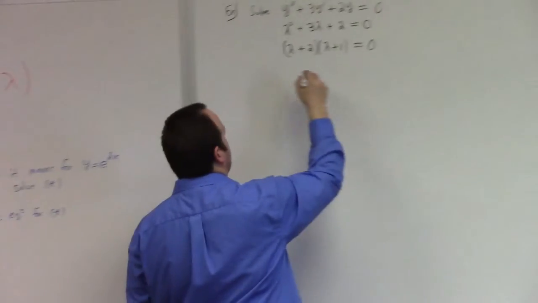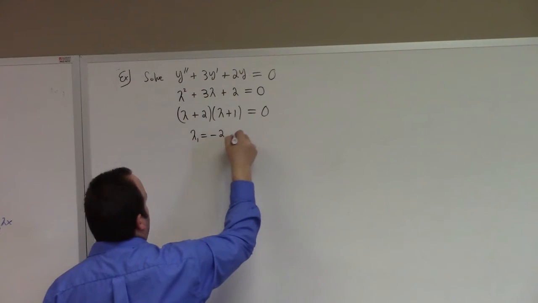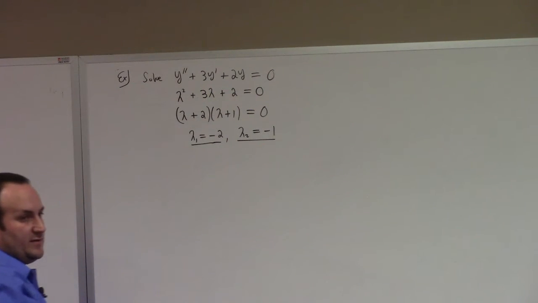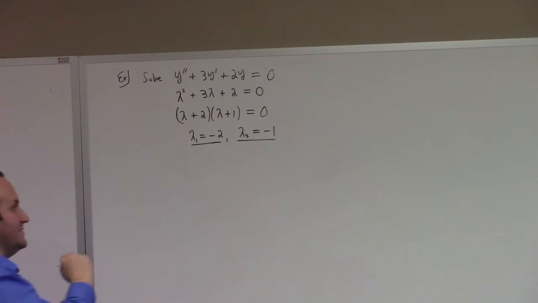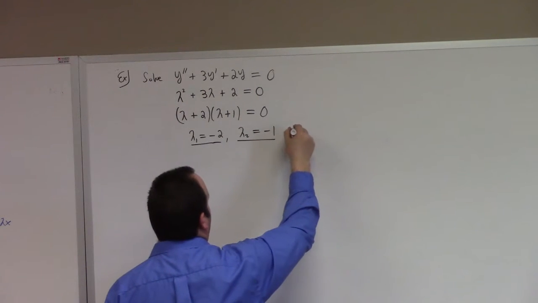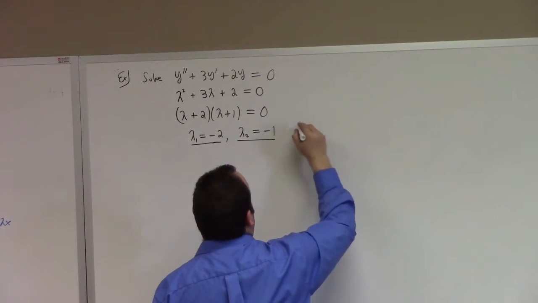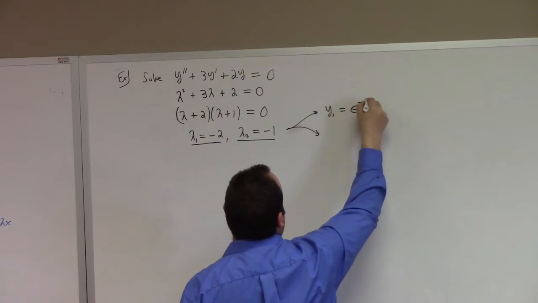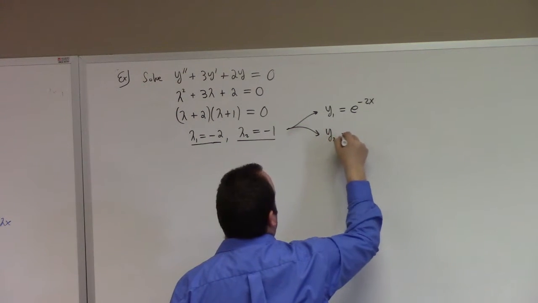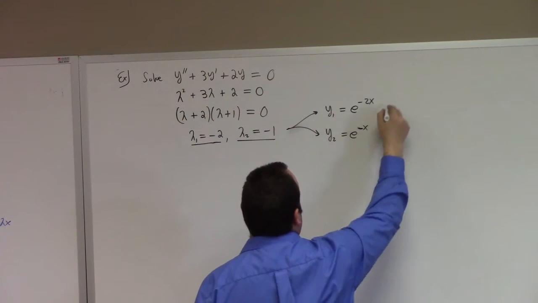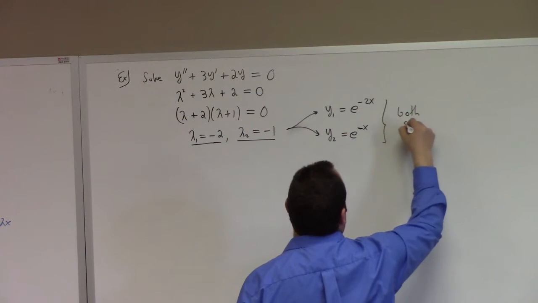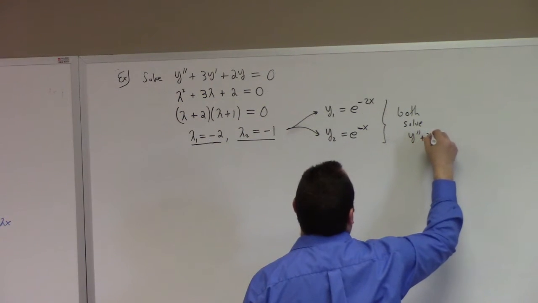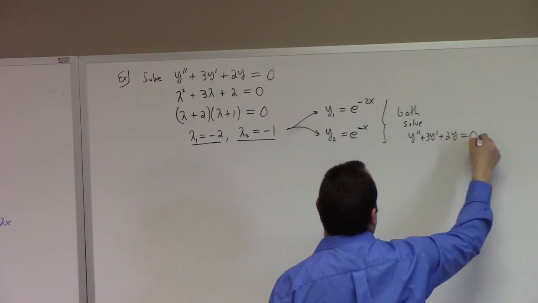And so what do we got? We got lambda 1 is equal to minus 2, lambda 2 is equal to minus 1. These are my solutions to the characteristic equation. And from that, what do I get? I get two things, right? I get y1 equals e to the minus 2x, and I get y2 is equal to e to the minus x. They both solve y'' + 3y' + 2y = 0, right?